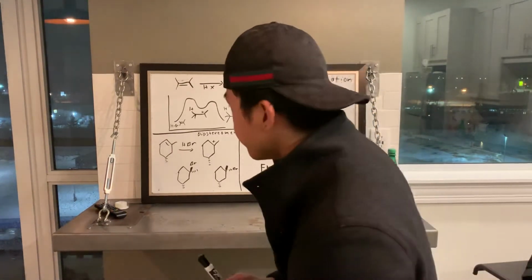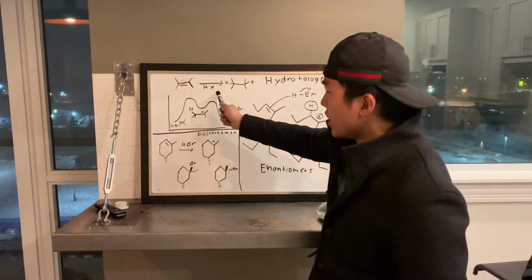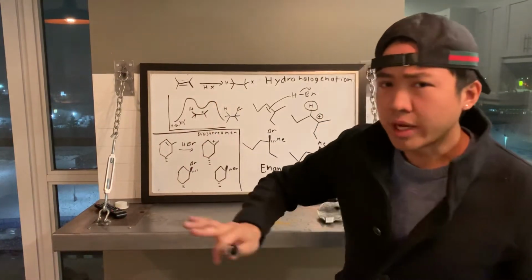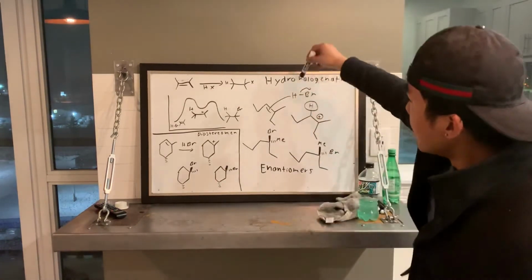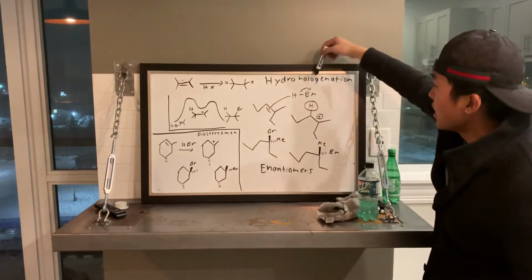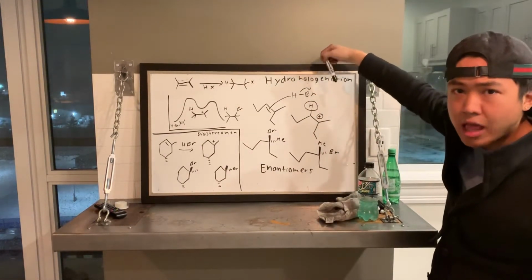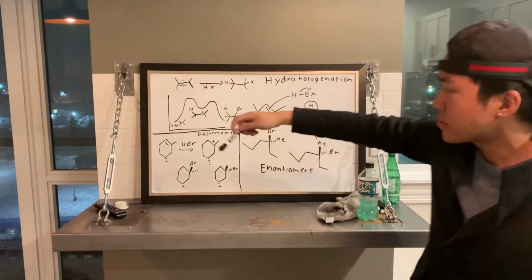That's the key. So you have HX, the double bond breaks, and the H and X just add across the double bond. Hydro, for the hydrogen, halogenation. You get a halogen and a hydrogen.